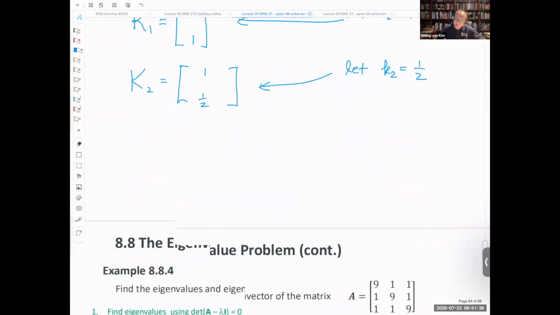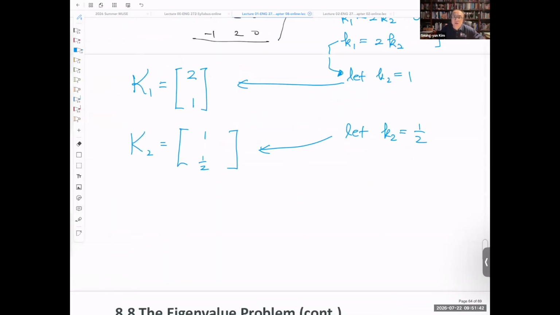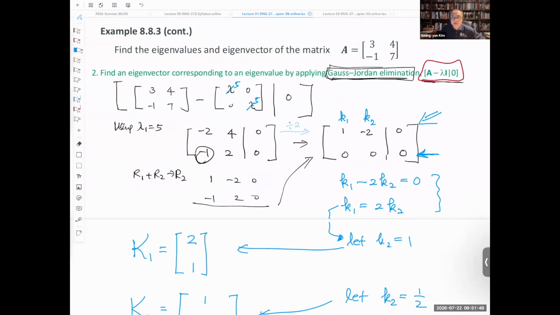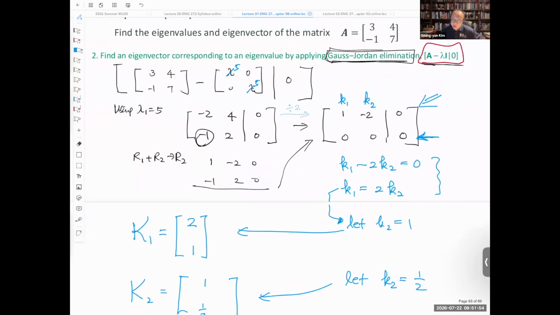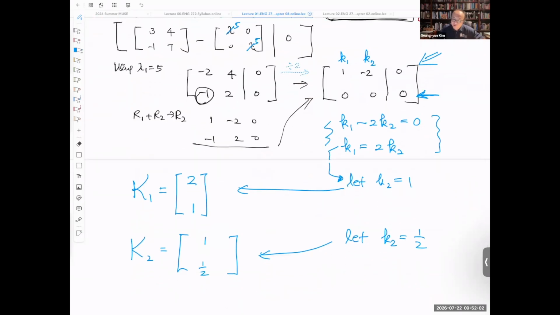If we have a 3 by 3 matrix, you end up getting one row of 0 or two rows of 0. So you have to have a minimum of one row of 0. That's going to be the case always when you're calculating the eigenvectors. You have a row of 0, so that you need to find relationships between k1 and k2. And if you have three different variables, you have k1, k2, and k3.